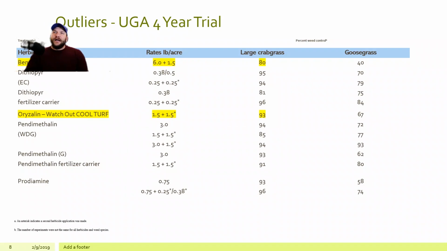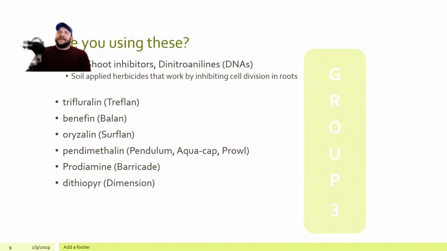You see here, oryzalin and benefin also tend to be effective. However, not super effective as compared to the others. 93% at full max rate. And 80% at full max rate, and one of them you can't run on cool season turf. So, in my opinion, you can kind of throw those out.